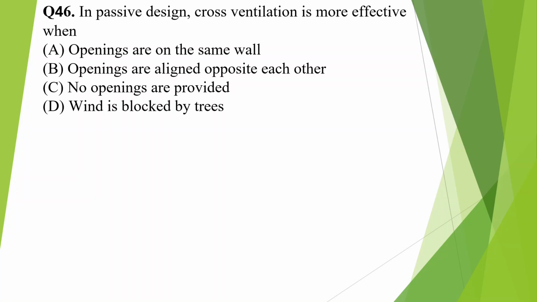No openings are provided, then how cross ventilation will be happening? Wind is blocked by trees, then also it won't be. So only option B is the most appropriate one. So let us move to the question number 47.